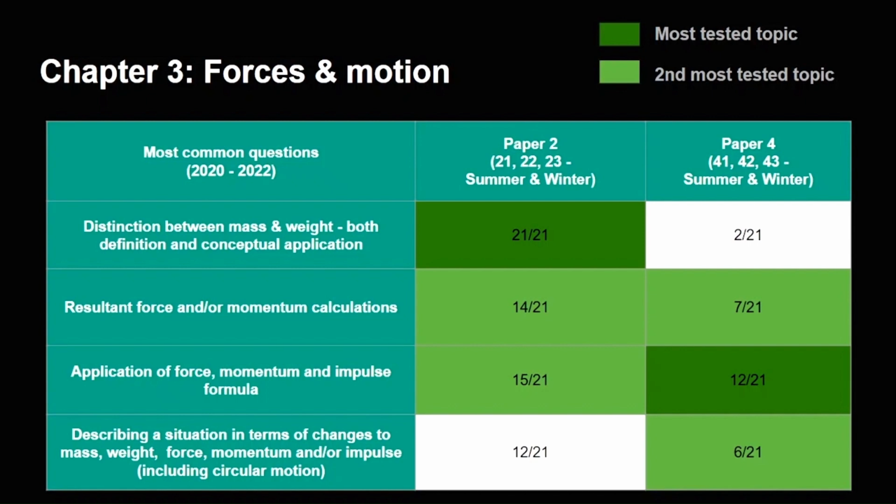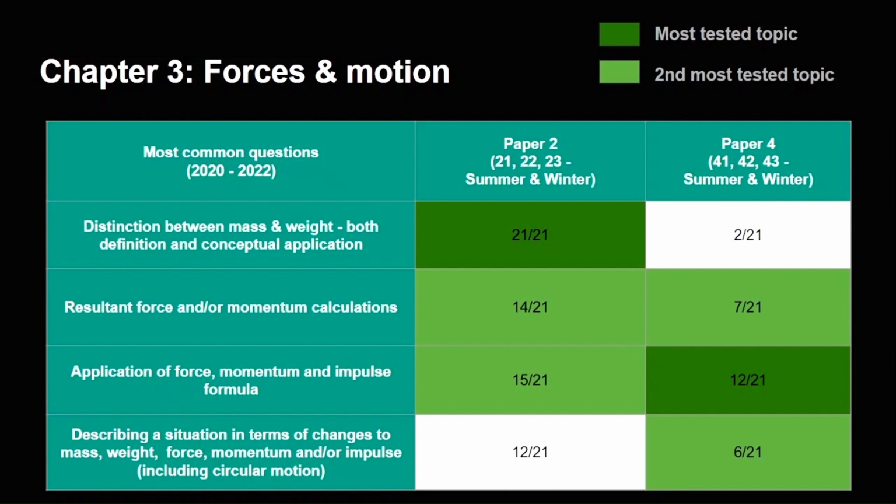The key topic I would say is obviously the application of force, momentum, and impulse formula. So this is essentially being able to use the equations for these three different quantities to obtain them from the information that's given in the question. Again, they're very common in both paper 2 and in paper 4. I'd say it's the most commonly tested topic overall.